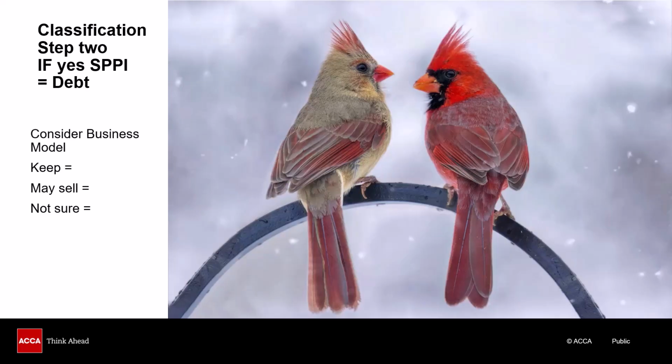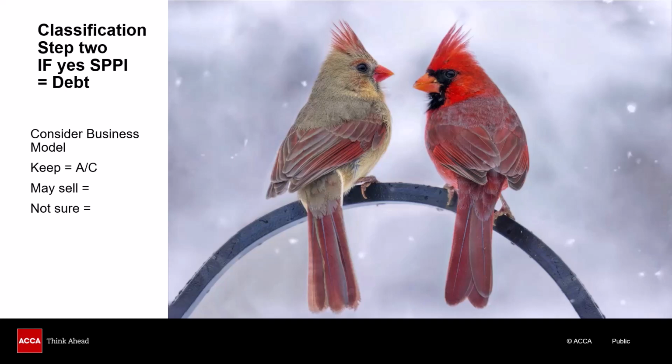And we then have to consider why we've lent them the money, why we've bought that bond, why we've bought that debenture. And if our business model is that we are going to keep that asset forever, that we're going to hold it and collect all of the money in and never sell it, then we don't care about the fair value because we're never going to sell it. So if the business model is definitely to keep it, then the classification is amortized cost.